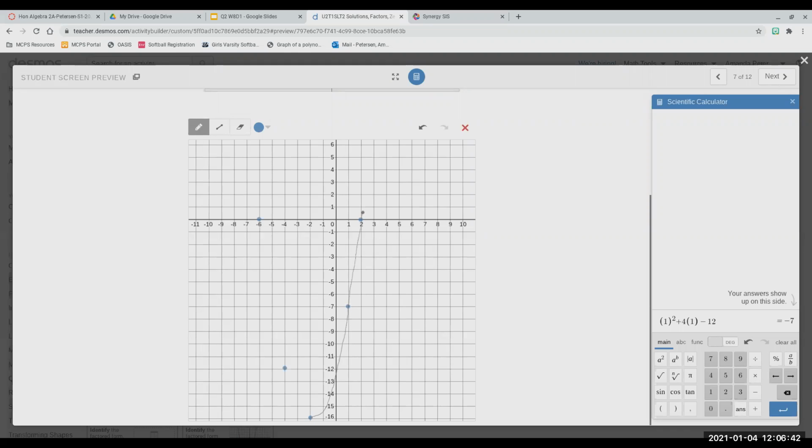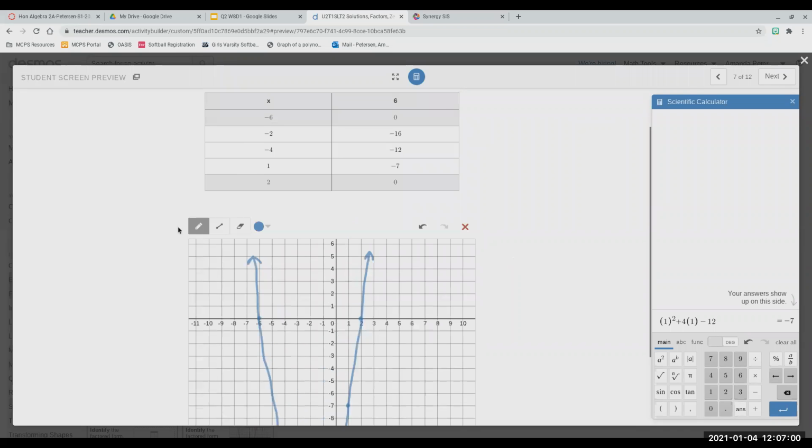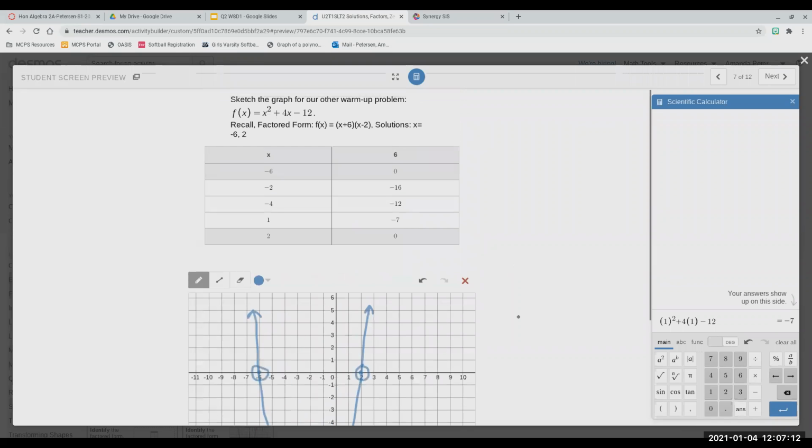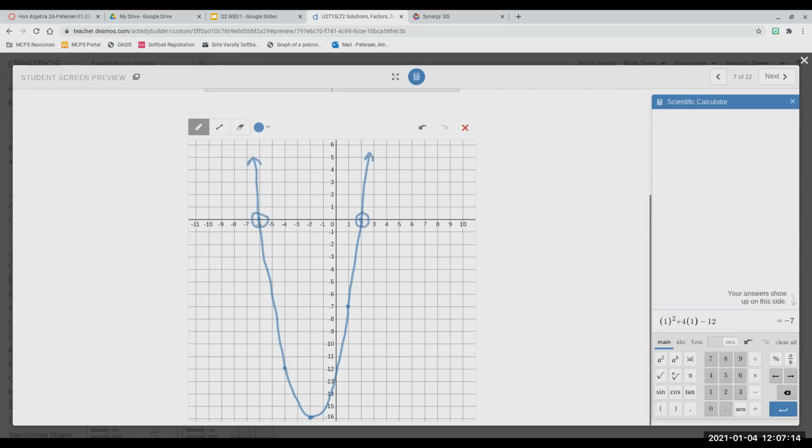All right, we already discussed that it opens up because a is positive. And there you have the sketch of the graph. Again, we knew my x-intercepts from my solutions. We knew it was going to open up. We just had to find a couple more points to help us make our sketch.